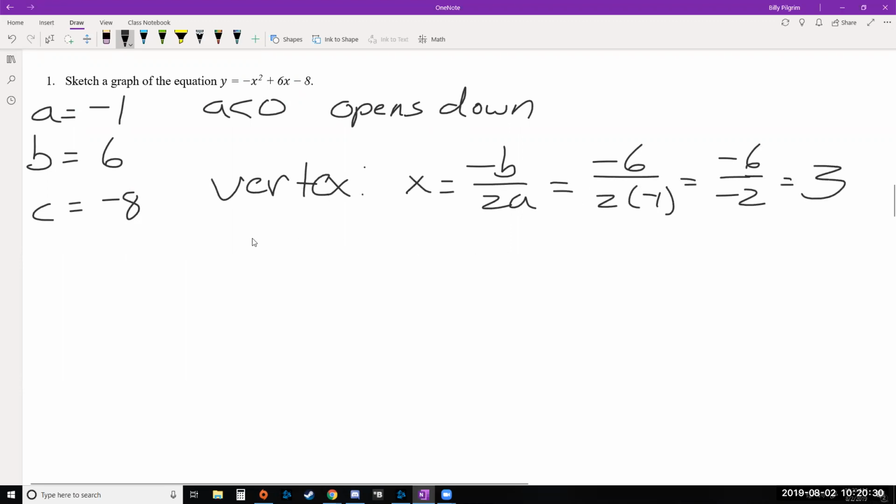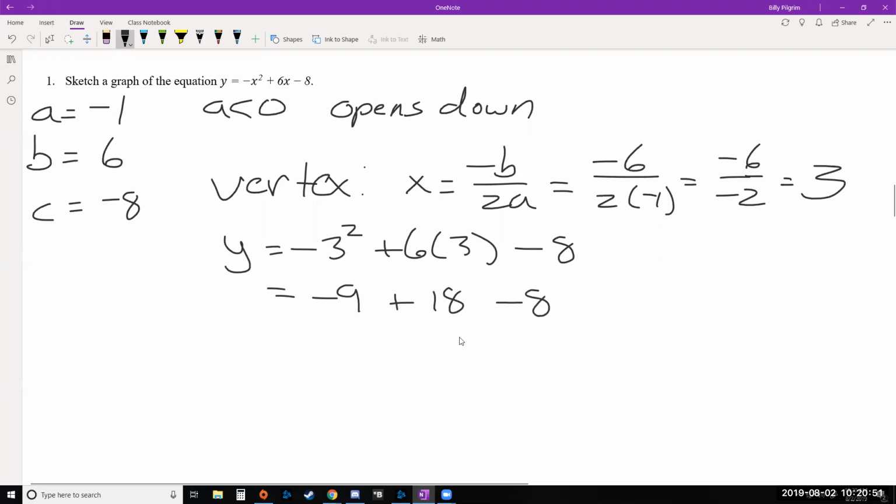That's the x-coordinate, remember. If we want the y-coordinate, we need to plug it into the equation for x. So we have y equals negative x squared will become negative 3 squared plus 6 times x, so 6 times 3, minus 8. Negative 3 squared is negative 9 plus 6 times 3, which is 18, minus 8. Let's see, 18 minus 8 is 10. 10 plus the negative 9 should be a positive 1. So we found the vertex, by the way, was the point (3, 1).